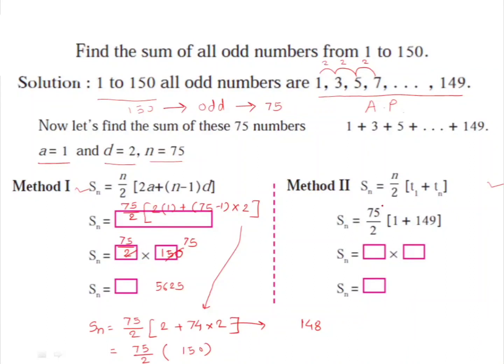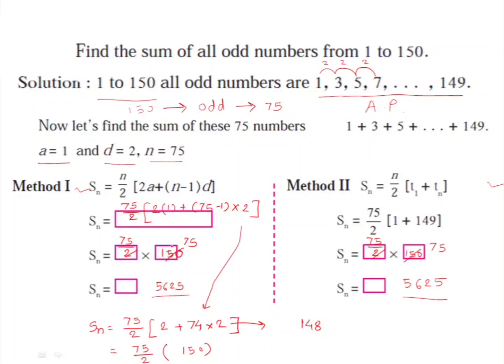So n is replaced by 75, 75 by 2 into bracket t1, that is the first term, which is 1, and tn, that is the last term, which is 149. So here we get 75 divided by 2 into 149 plus 1, that is 150. Again if we divide 150 by 2, we get 75, and 75 into 75 is 5625. So in both the cases we get the same answer.